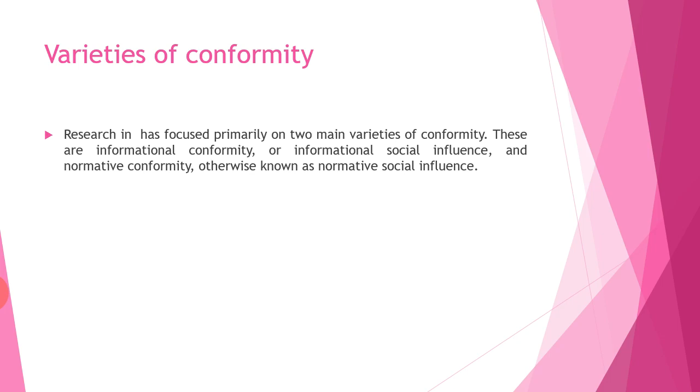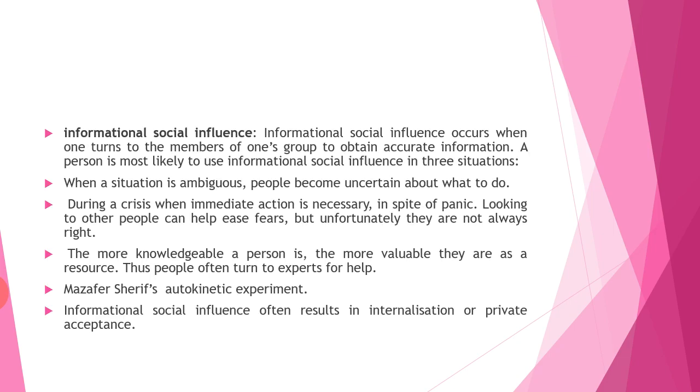Now come the varieties of conformity. There are two main varieties of conformity: informational conformity and normative conformity. They are otherwise called informational social influence and normative social influence. So let's see what informational social influence, or informational conformity, is. It occurs when one turns to the members of one's group to obtain accurate information.